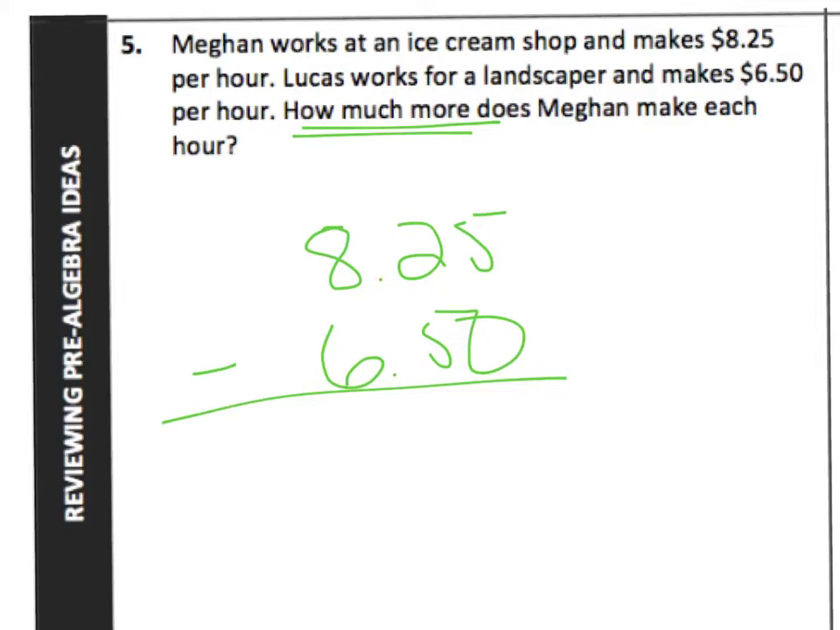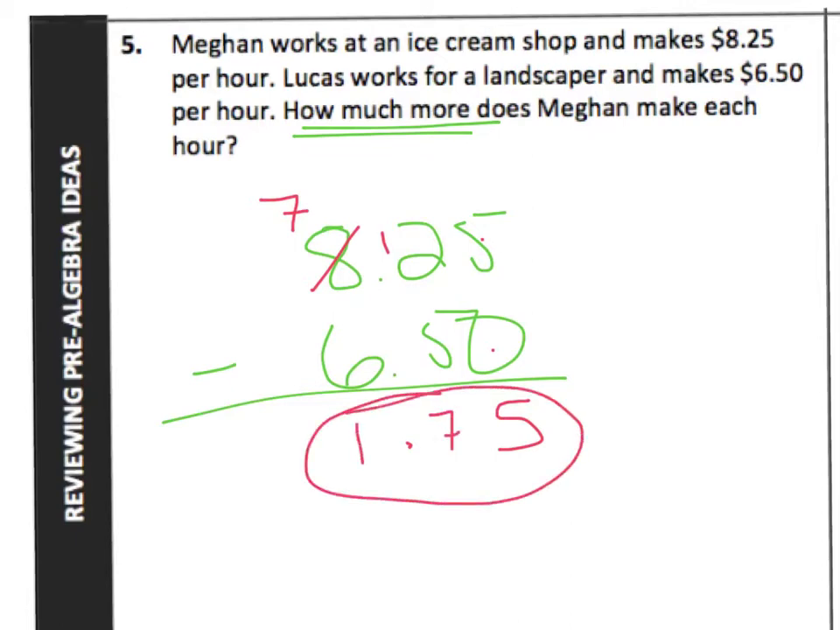So let's do the subtraction problem. 5 minus 0 is going to be a 5. 2 minus 5 I can't do, but I can borrow 10 from the 8. So that's going to be 12. So that'll give me a 7, $1.75. So this guy makes $1.75 less than Megan. Or in other words, Megan makes $1.75 more.